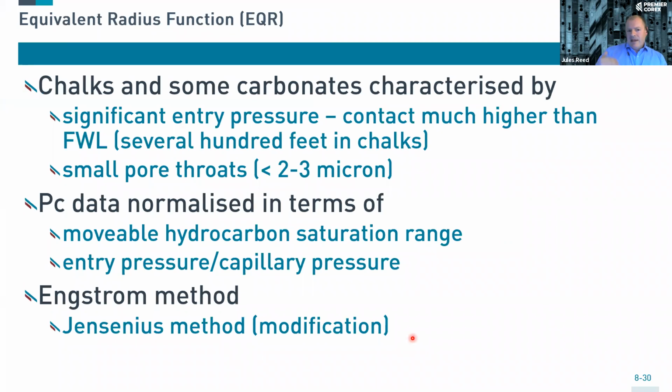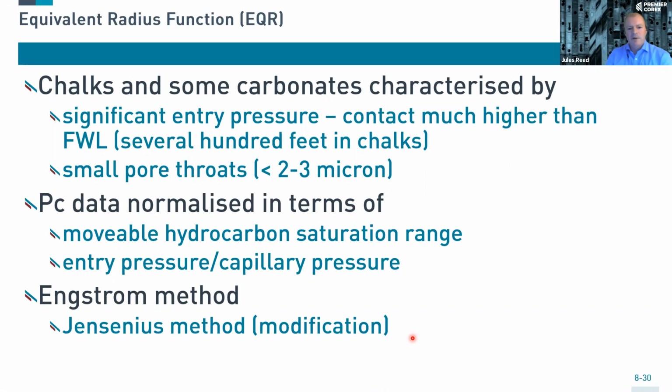Then we have the EQR function, or equivalent radius function. This is very good for chalks. It was actually designed by Finn Engström, so it sometimes is called the Engström method. It sometimes also gets called the Jensenius method, with a slight modification on the Engström.